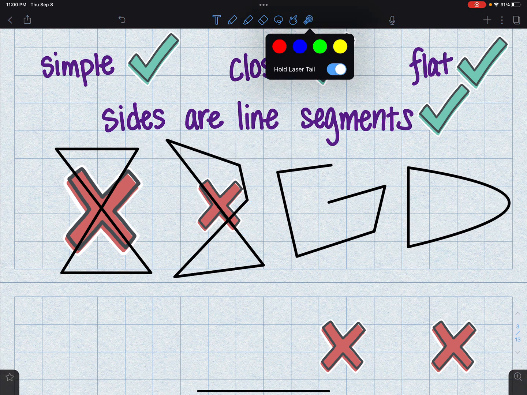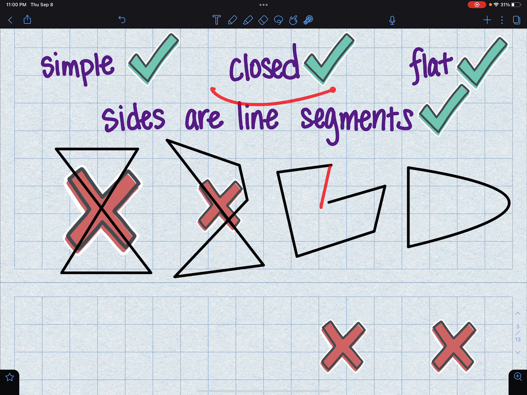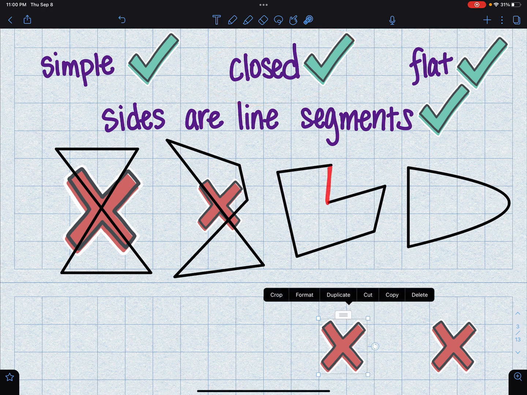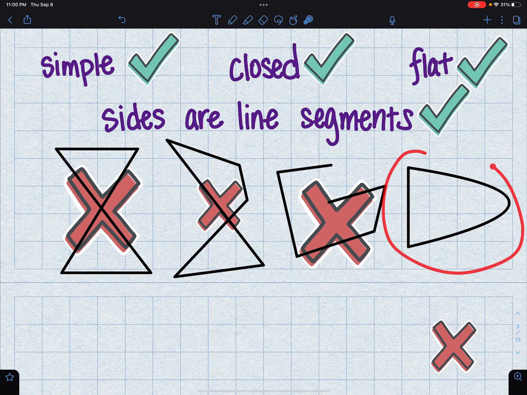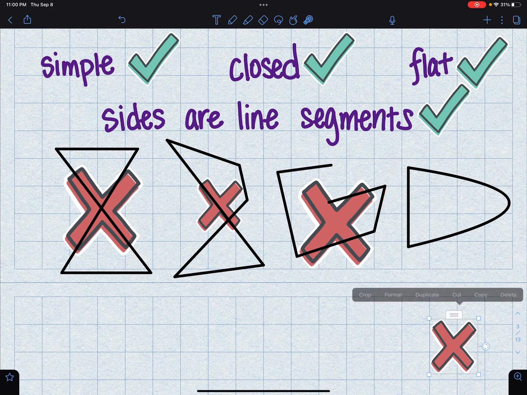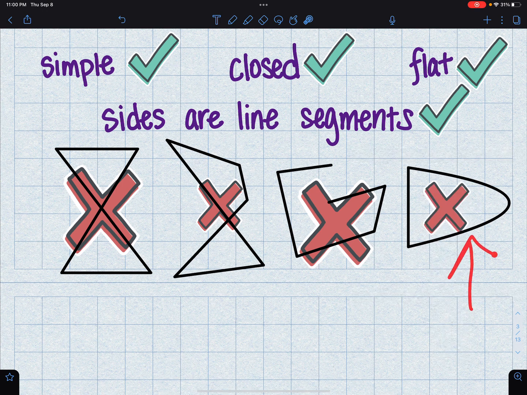Okay, what about the next one? What about this one? This is open. Look, we said it has to be closed and there's a space here. So that does not count as a polygon. It looked like the letter G, that little shape, but anyway, not a polygon. This one looks like a letter D. And that's also not a polygon because of this line. It has a curvy line in it, so that can't be a polygon. It has to have all straight lines.